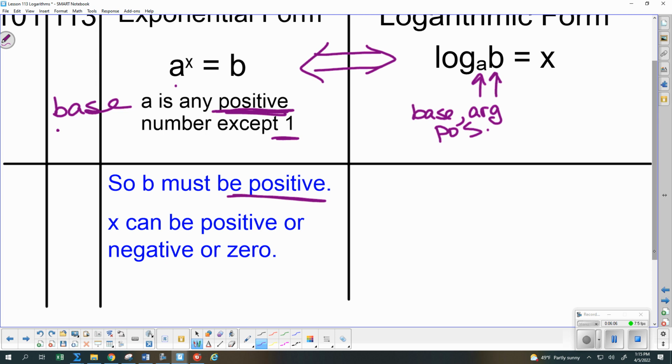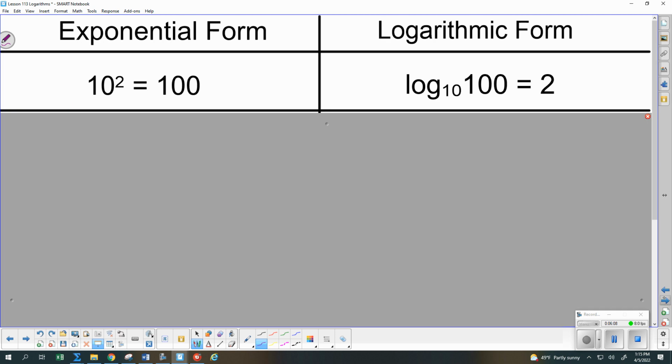All right, let's start practicing going back and forth for a moment between the two forms. Most of these, you guys are going to tell me what to put down. This is the one we just looked at. 10 squared is 100. That's equivalent to log base 10 of 100 is 2. And we want to start reading these correctly. Log base, whatever we see here, of whatever this number is, the argument is, and then we just read the rest of it.